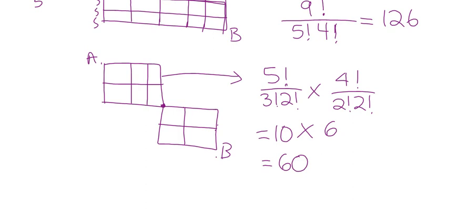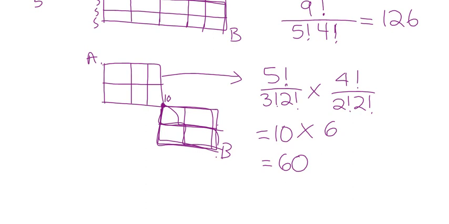And the way it works is this. I have 10 routes to get from here to here. And then from here, each of these 10 then has 6 different routes that it can take. You can count them each out: 1, 2, 3, 4, 5, 6. So you go 10 times 6. We're not going to add, we're going to multiply.